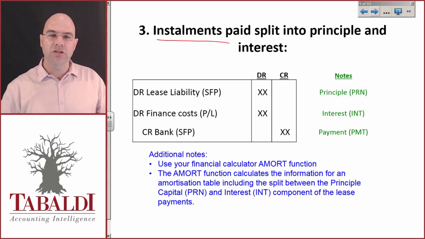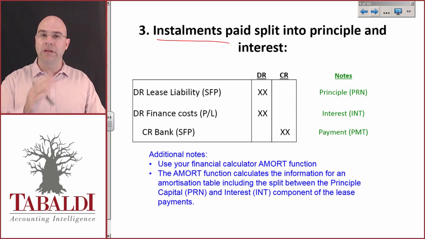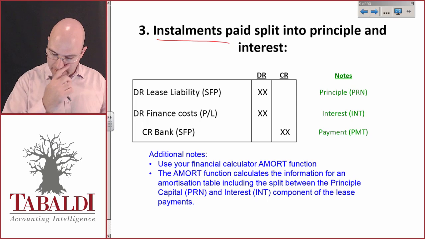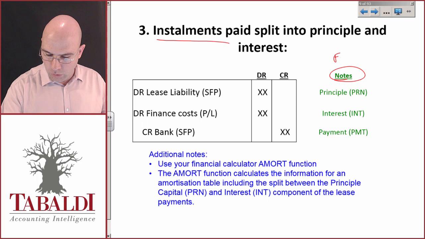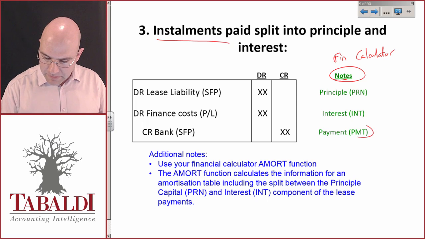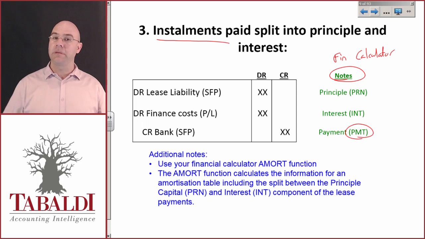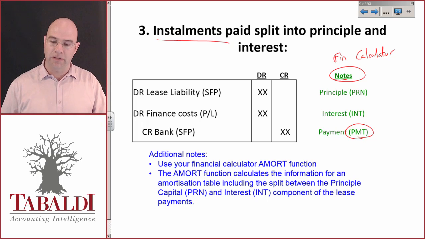Installments paid. So these are the contractual amounts that need to be paid annually, quarterly, monthly, whenever the lease terms are. So here you will have your financial calculator, right? This is all going to come from your financial calculator. The first thing is payment in your calculator. You will either be given the payment or you will need to calculate it. We'll deal with that as a financial calculator issue.